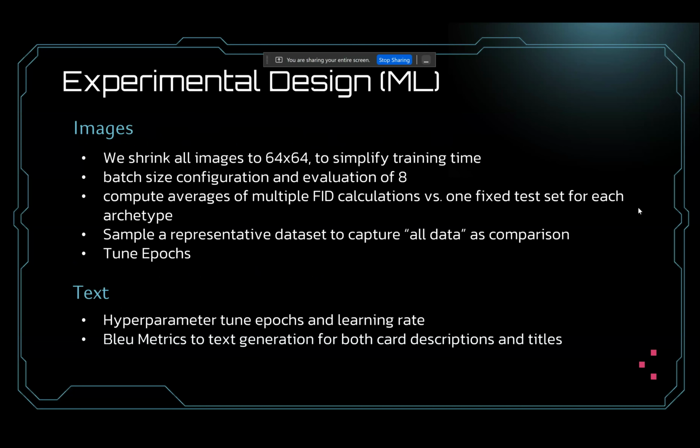But one thing we want to highlight is that we sample a representative data set to mimic all the data that is in the distribution. And in the case of images, just like the titular paper for the GAN, we shrink the images to 64 by 64. So let's just jump into the results.